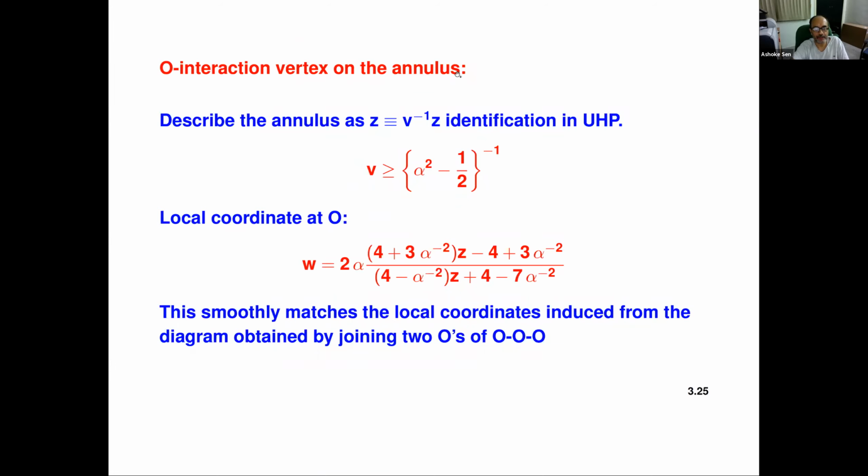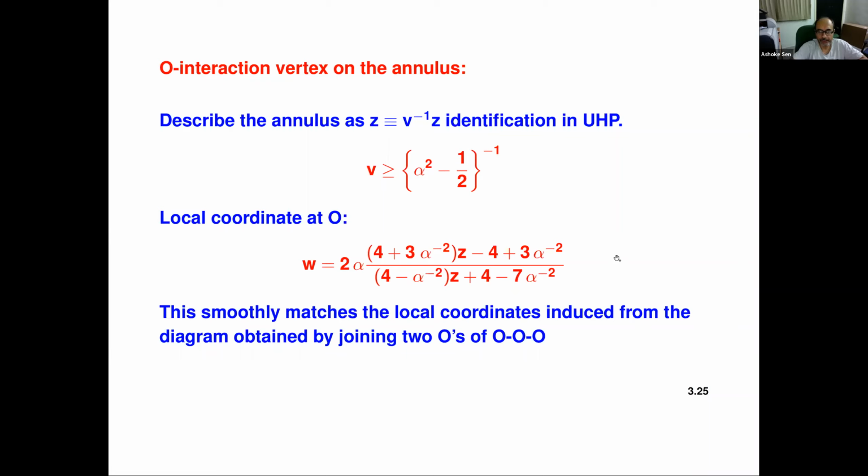The O interaction vertex on the annulus can be done by following the same principle. So here I have just given the answer. What one can show is that this 1-point function of O on the annulus corresponds to a vertex which covers this region, V larger than alpha square minus half inverse. So you see that this avoids the V goes to 0 limit, so this is not singular, there is the contact interaction. And the corresponding choice of local coordinates that matches smoothly the boundaries is this one.